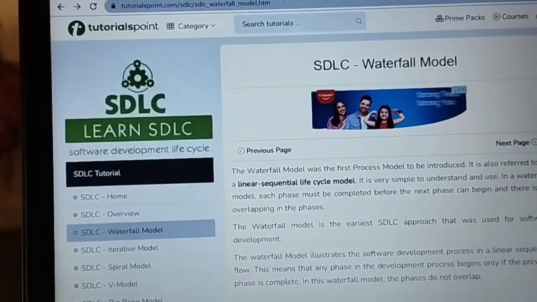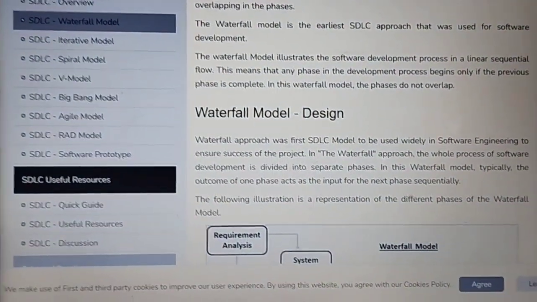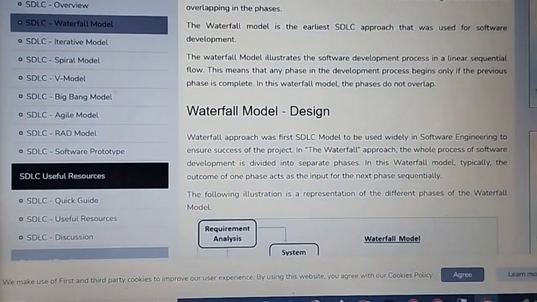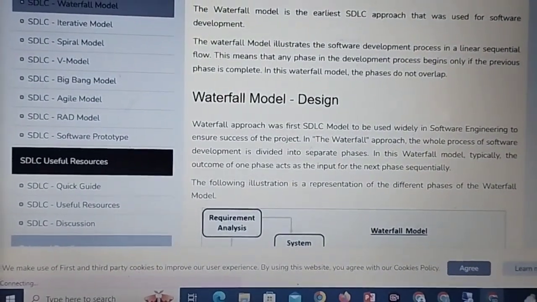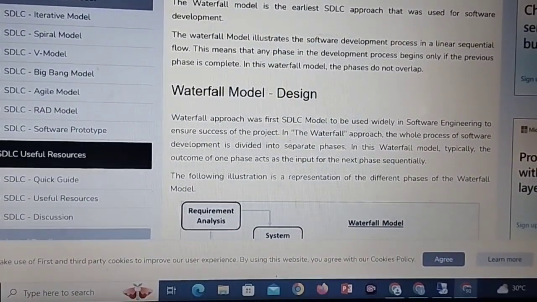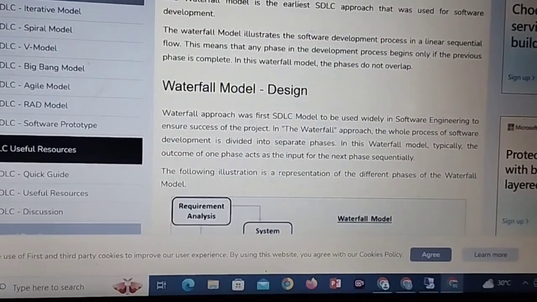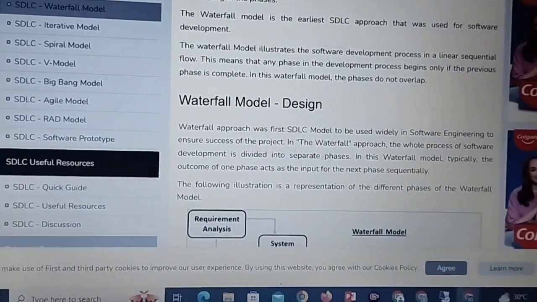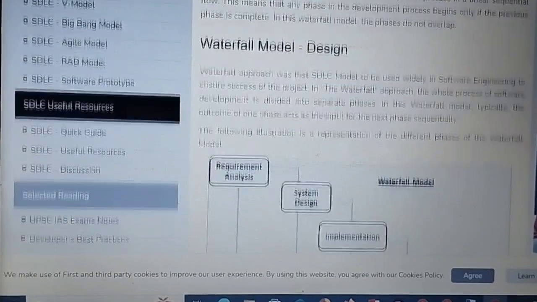Waterfall model design. The waterfall model approach was the first SDLC model to be used widely in software engineering to ensure the success of the project. In the waterfall approach, the whole process of software development is divided into separate phases. Typically, the outcome of one phase acts as input for the next phase. The following illustration is the representation of the different phases of the waterfall model.